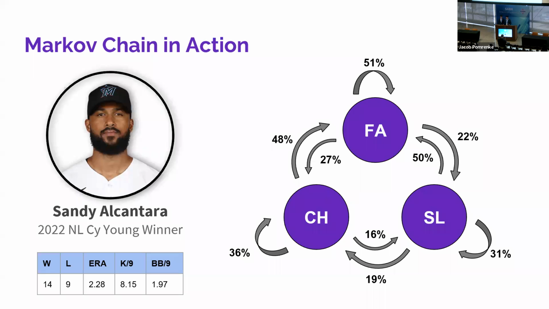To give you an example illustration of how it works, here we have Sandy Alcantara, the 2022 season National League Cy Young winner. And on the right here is basically the pitch arsenal of Alcantara. With that being said, we know that according to StatCast, he threw actually 5 pitches, but for simplicity reasons, we just combine the major ones. The purple circles represent the pitch types that he has thrown. And the gray arrows and the percentage numbers represent the transitional probability that Alcantara throws one pitch after the other.